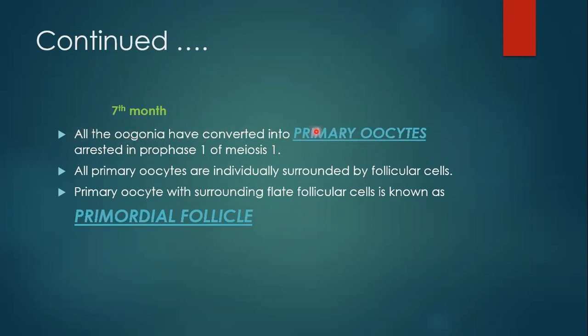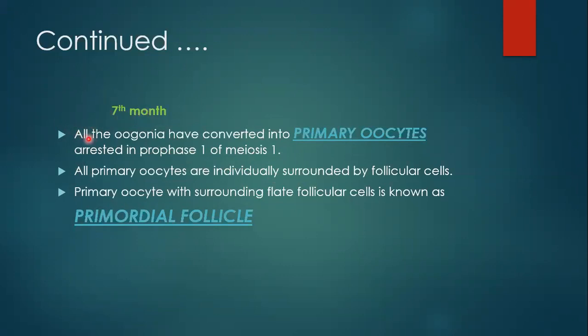But what happens to the primary oocyte is that eventually they will undergo cell division, that is meiosis. They will enter into meiosis, but they are arrested in the prophase of meiosis 1, right? They are arrested in the prophase, which is the first phase of meiosis 1. All the primary oocytes are individually surrounded by the follicles, right? These are the events which are happening during the 7th month of intrauterine life.